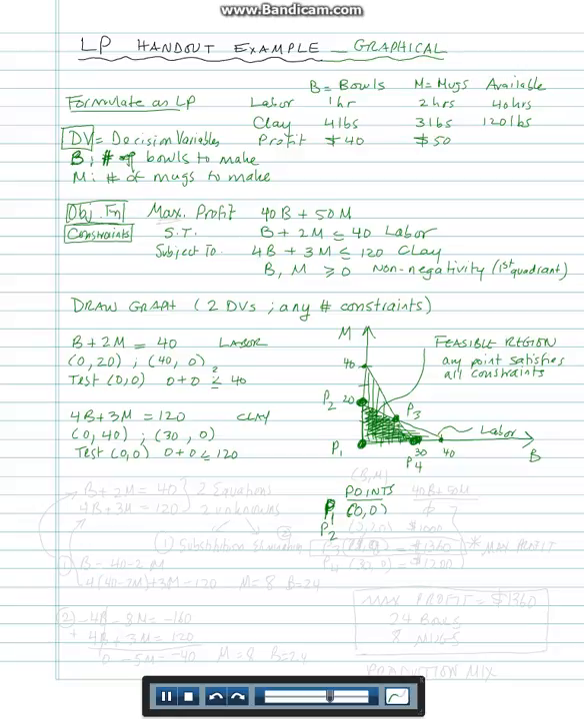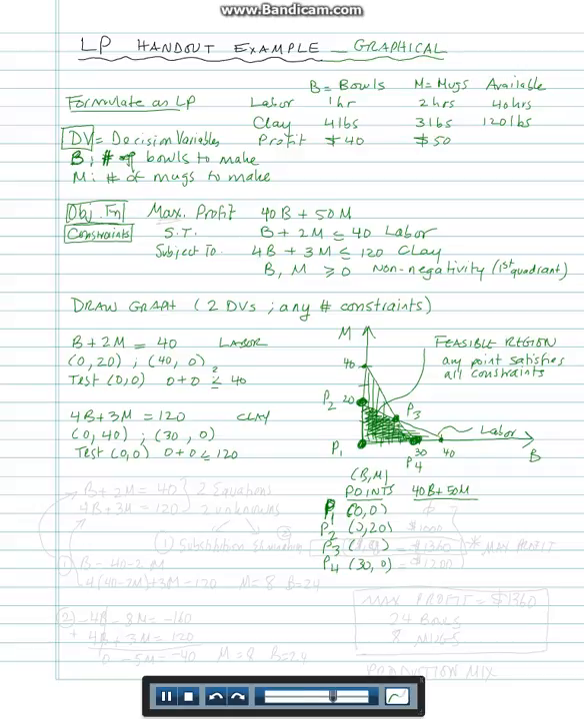Point 2 is 0, 20. Remember, this is BM. Point 3 is, I don't know, I have to calculate it. It's the intersection of both lines. Point 4 is 30, 0. So then we're calculating at each the objective function, 40B plus 50M. So that would be the total profit.